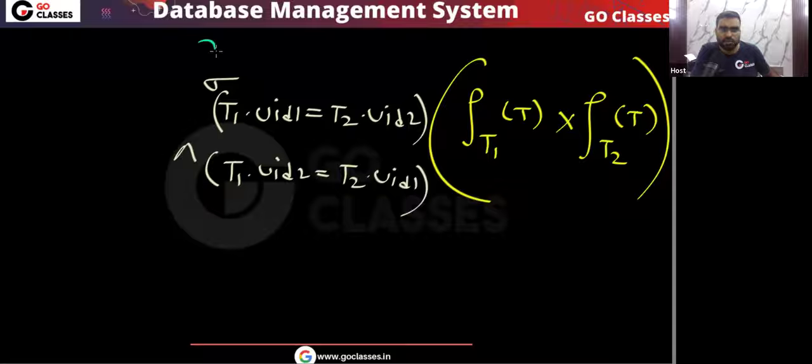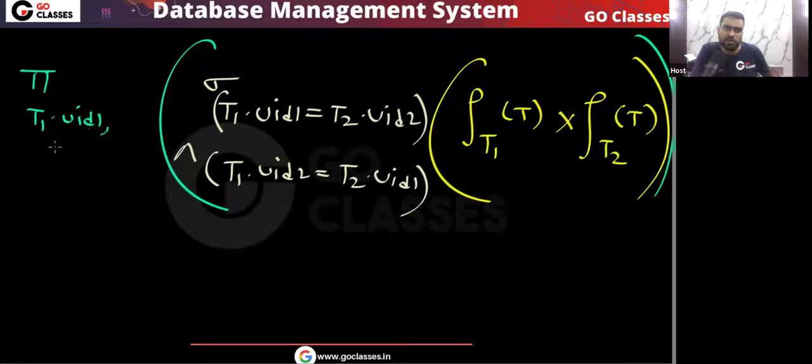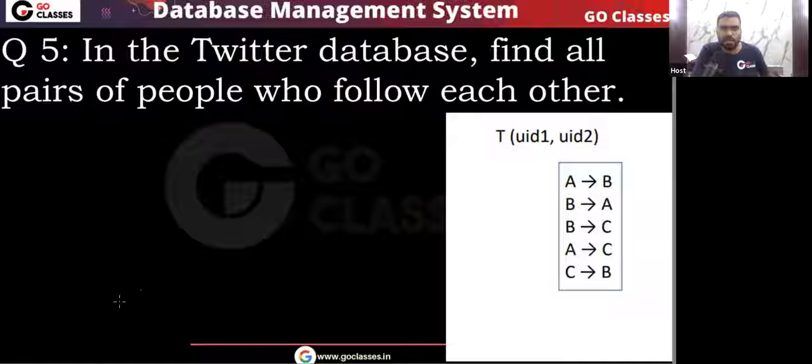Once these two things happen, then I will project T1.uid1, T1.uid2. This is my answer. Yes or no? Very simple. Clear? Is this clear to everyone? Tell me the answer for this, pairs of people who follow each other. So this we have already seen. Okay, now let's move on.